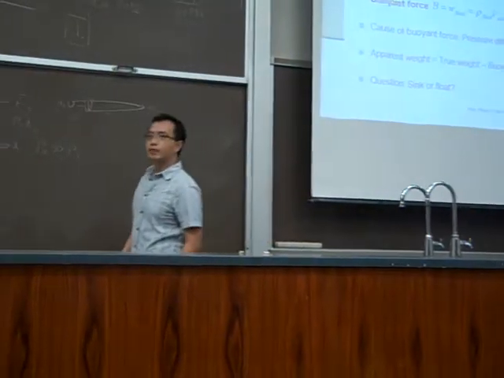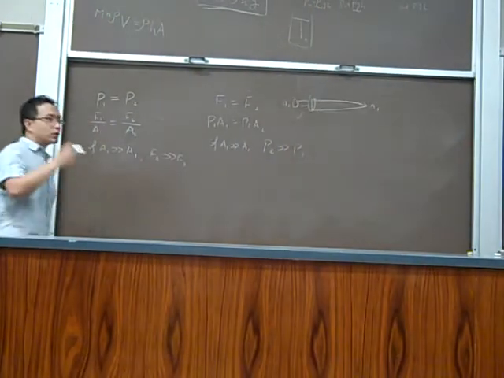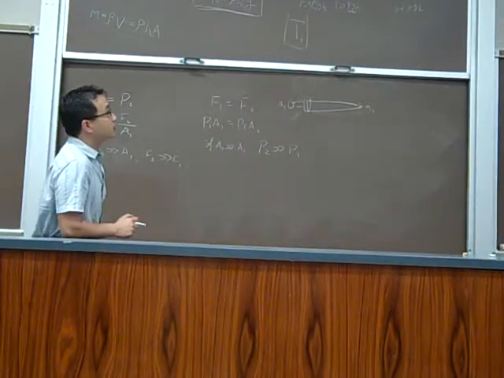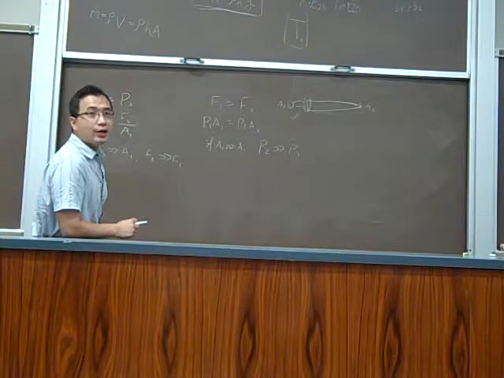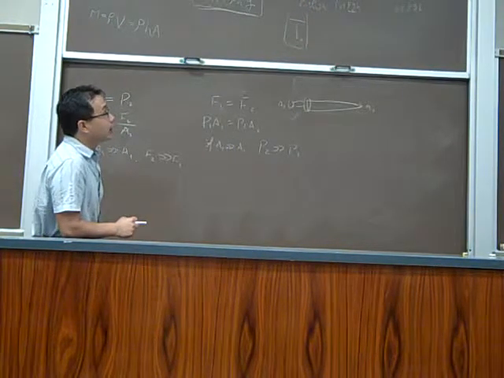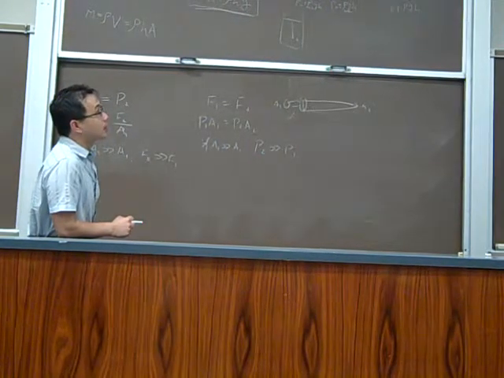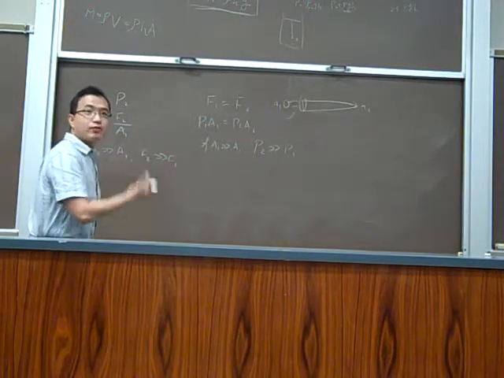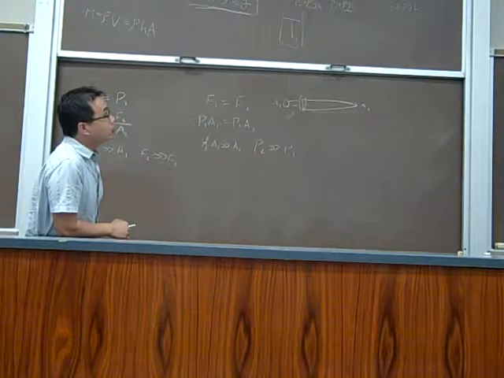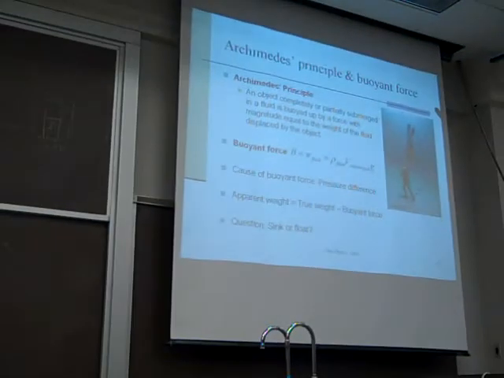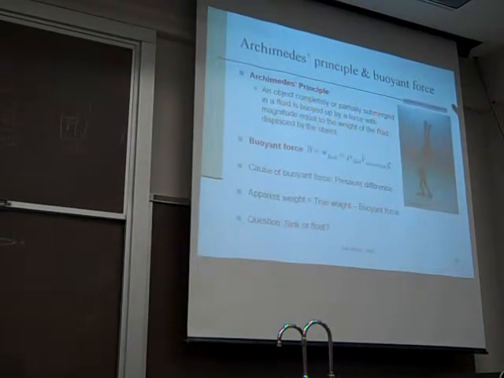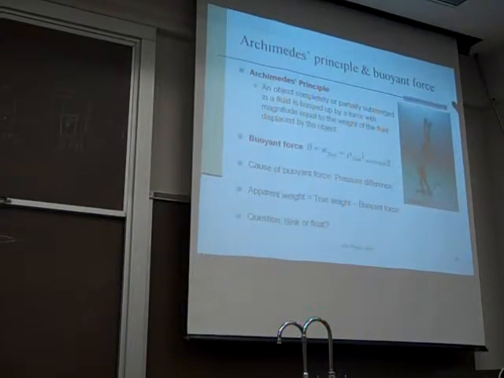The principle for the fluid in equilibrium is the Archimedes principle for the buoyant force. It gives you the way to calculate buoyant force. Archimedes principle says that an object completely or partially submerged in the fluid is buoyed up by a force, the buoyant force, with magnitude equal to the weight of the fluid displaced by the object. It gives us a simple way to calculate the buoyant force.